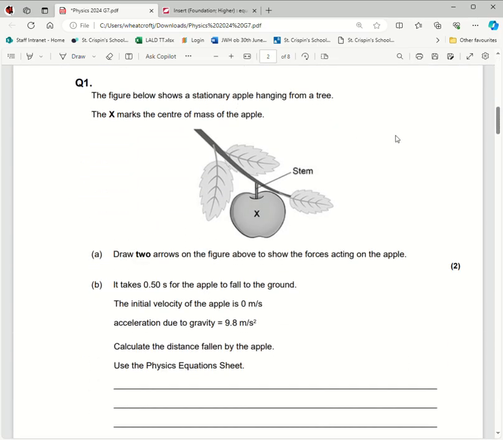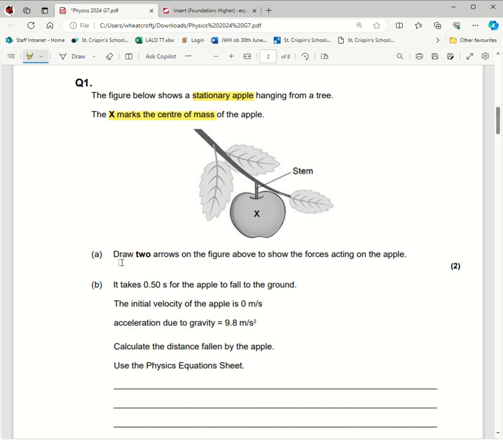So starting with question one, this is easily one of the biggest questions of the paper, so we're going to spend a little bit of time on this one. This is to do with forces acting on an apple, and there's some key information in the question that we need to make sure we are paying good attention to. So the first thing is the fact that this apple is a stationary apple, and we're also told that X is marking the centre of mass of this apple.